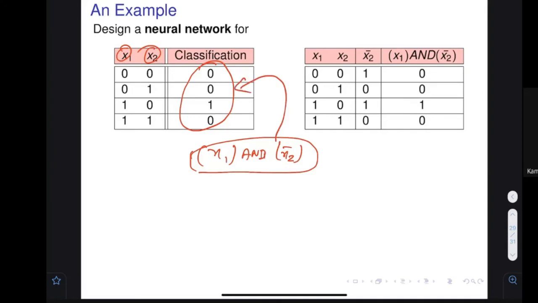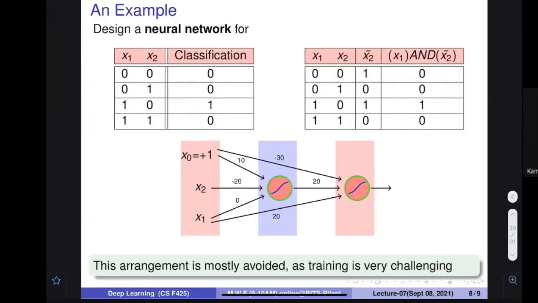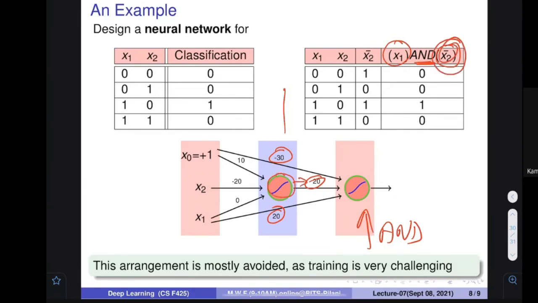This is a truth table, you can verify. If you understand this, I need x1 and x2 bar, and then I have to apply AND. So at the end, I put an AND. We have seen a few minutes back that minus 30, 20, and 20 give me AND. But with this 20, what value should be there? X2 bar. How can I find the X2 bar over here? With X2, I put minus 20 and 10, and put 0 over here so that nothing goes into this particular side. So I get X2 bar over here.